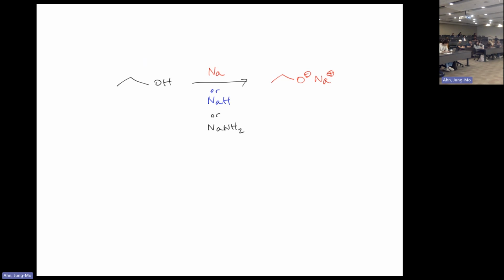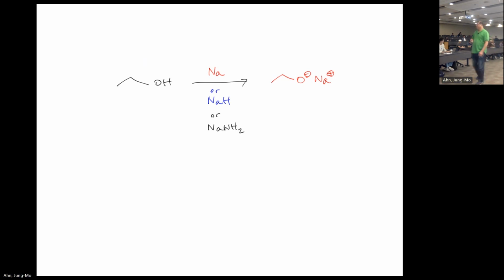That's a strong base that picks up the hydrogen. So H minus will react with H plus, and that makes hydrogen gas. You're going to see the hydrogen gas bubbling out of the solution for the same reason. And then what remains is this, which is basically another strong base, the alkoxide. So you can use these types of reagents to convert an alcohol to the alkoxide.